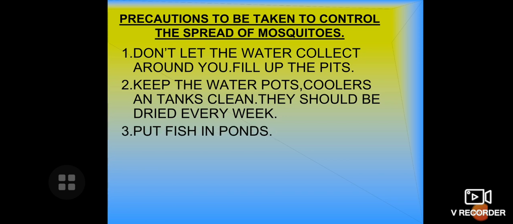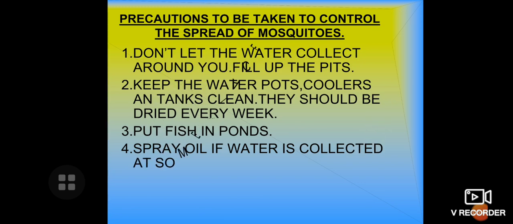Put fish in ponds because they will feed upon the larvae of the mosquitoes. They will eat them, so the number of mosquitoes will not be that much. Fish is going to eat the larvae of the mosquitoes present in the water.